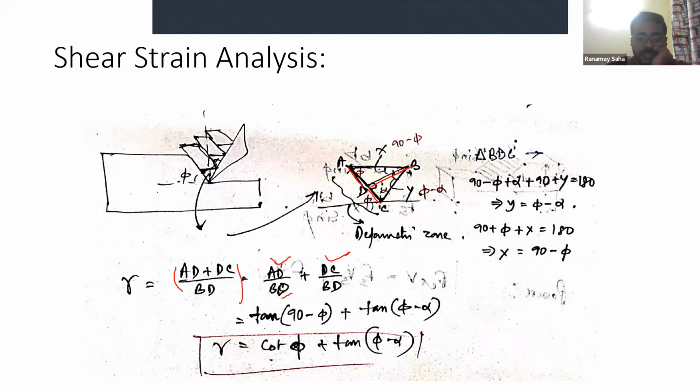Or you can say, if you consider this angle, it is a tan of 90 minus phi, isn't it? Or you can say cot of phi.